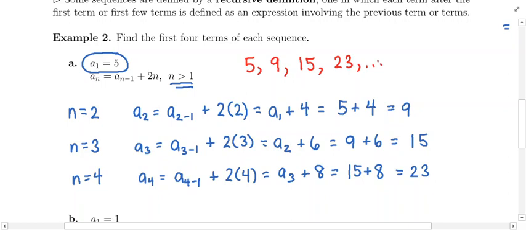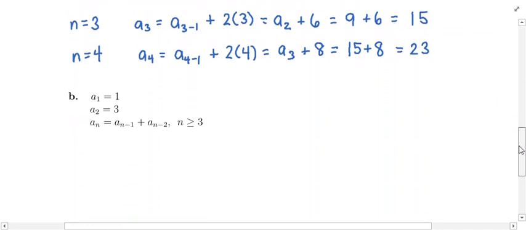Okay, but again, a recursive sequence means that if you take a specific term in the sequence, it depends on one or more prior terms. Okay, all right, let's try another one.